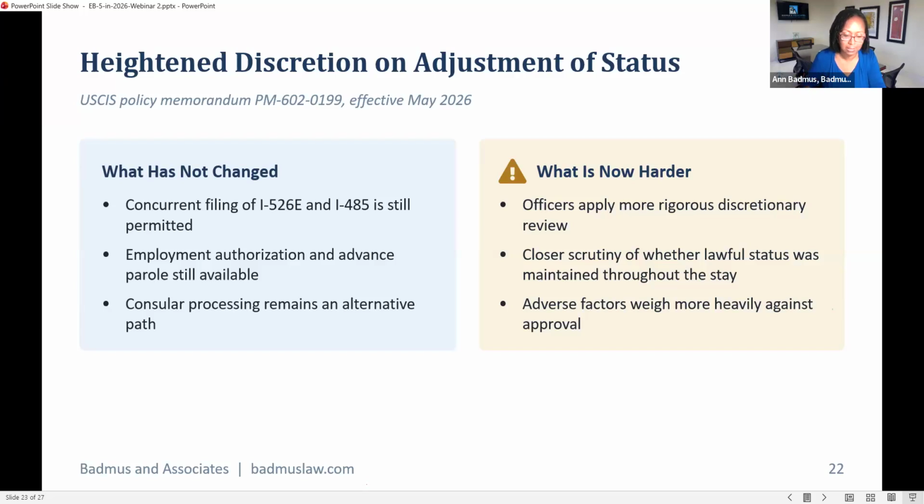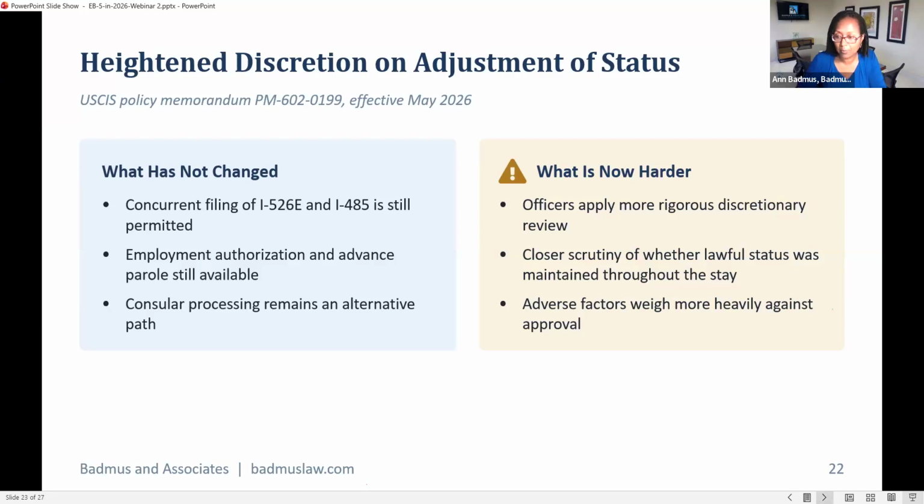You can still get your EAD, advanced parole from the filing, and consular processing still remains an alternative, but it is potentially harder. It depends on each individual circumstance, because the officers have so much more discretion to deny an application, even if you have met all of the requirements for the adjustment of status application. So really, when you're looking at adjustment of status, you do want to discuss with your attorney all the potential factors in your case, whether or not you have any adverse factors that could be potential for denial of an adjustment of status.